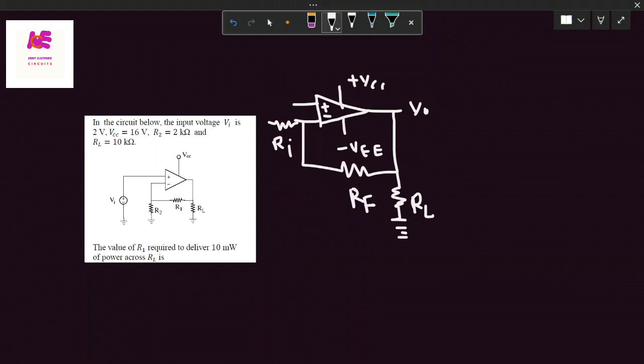The power across the RL is given, and we have to find out the value of R1. So in this case, R1 is the feedback resistance, R2 is the input resistance, and whatever the value we are getting of the voltage across RL using power, which is 10 milliwatt, so the voltage across RL is nothing but the output voltage. So first of all, we need to find the output voltage, and from that we have to use the gain formula. That's it. So let's start.